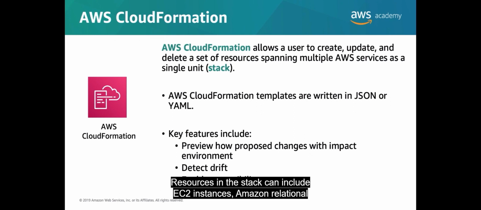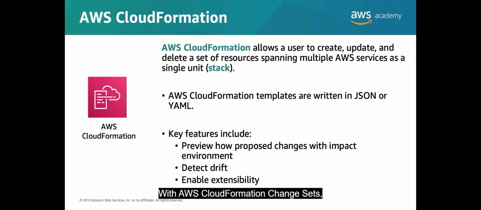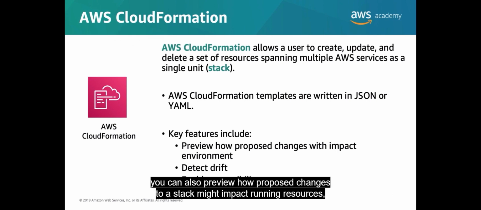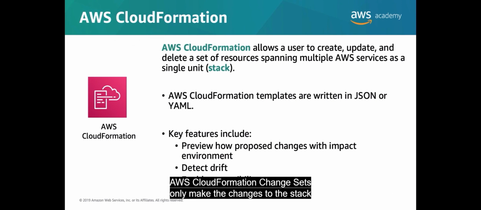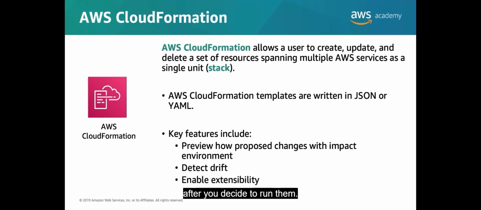Resources in the stack can include EC2 instances, Amazon Relational Database Service instances, or RDS DB instances, virtual private clouds, also known as VPCs, and many other resources created from AWS services. With AWS CloudFormation change sets, you can also preview how proposed changes to a stack might impact running resources, such as whether your changes will delete or replace any critical resources. AWS CloudFormation change sets only make the changes to the stack after you decide to run them.